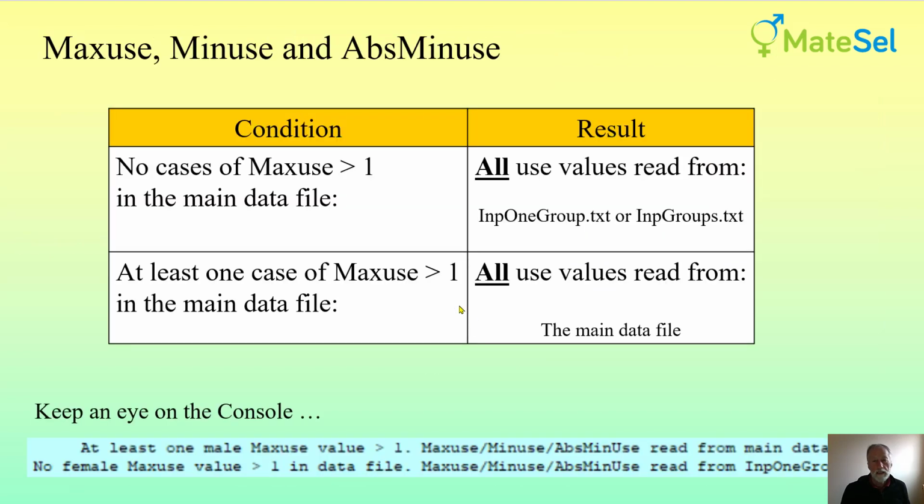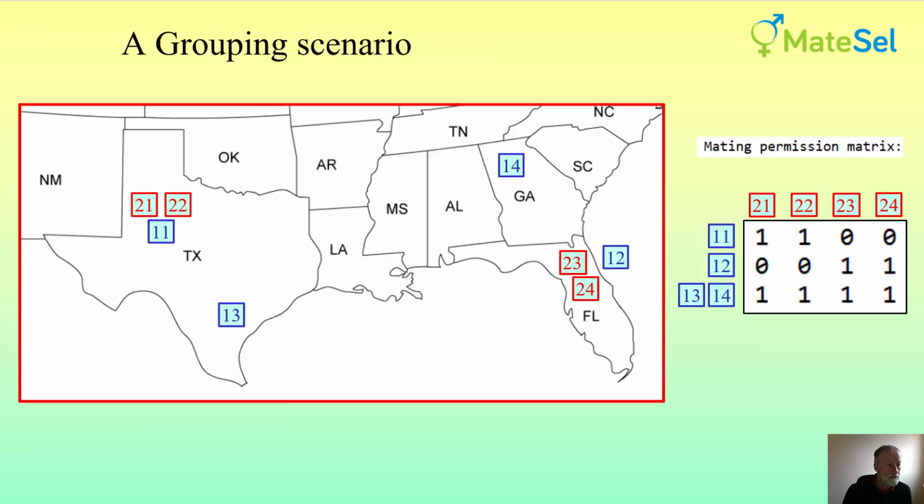And this is exactly the same slide as the last video. The only thing to say is that for any one sex you will either have reading of the usage constraints from a parameter file or from the main data file, and that goes across all the groups in that sex.